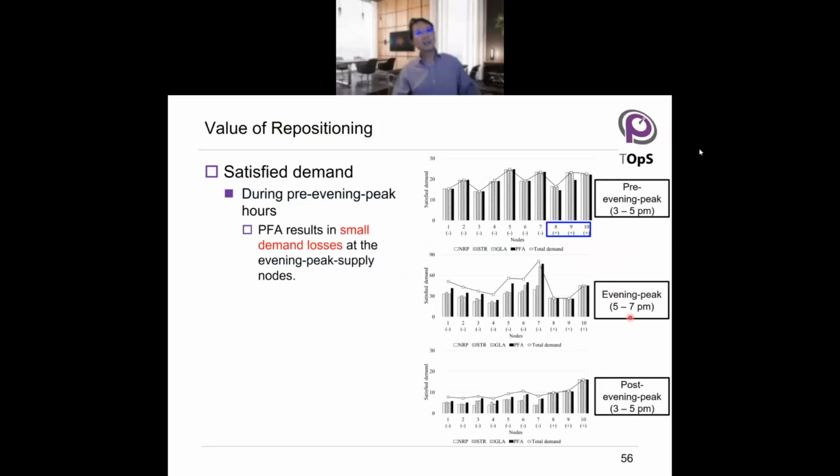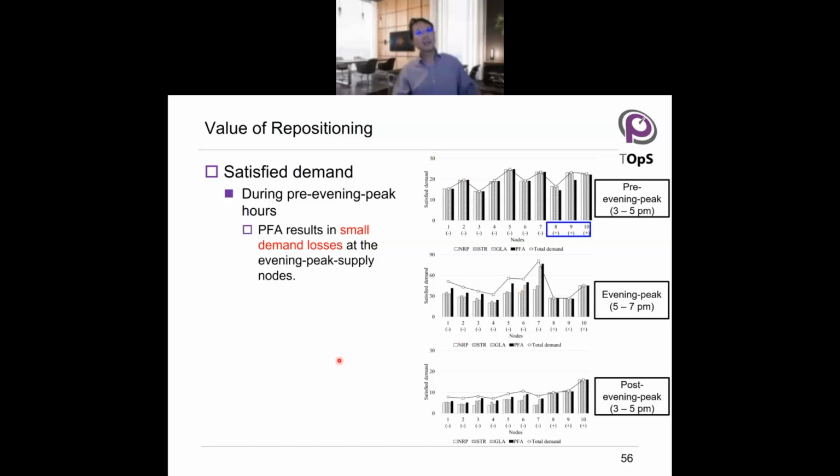And we also look into the behavior, how it performs better. First we look at the afternoon, between 3 to 5. We see that the dark bar, which represents the PFA policy, is lower. The vertical axis is satisfied demand. At nodes 8, 9, 10, which are evening peak supply nodes, we satisfy less demand than other policies, meaning we have more demand loss than other policies at these nodes. Note that the maximum of the vertical axis is 30.